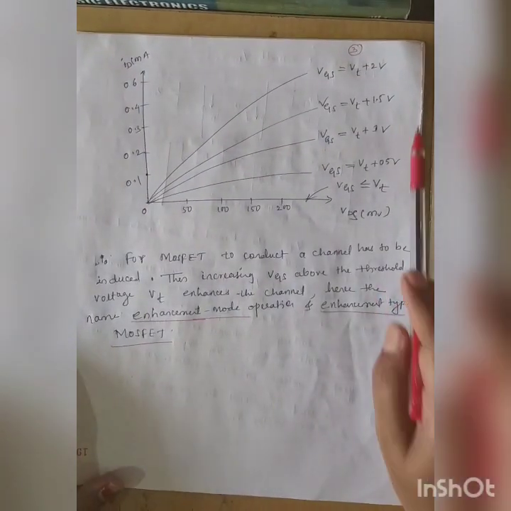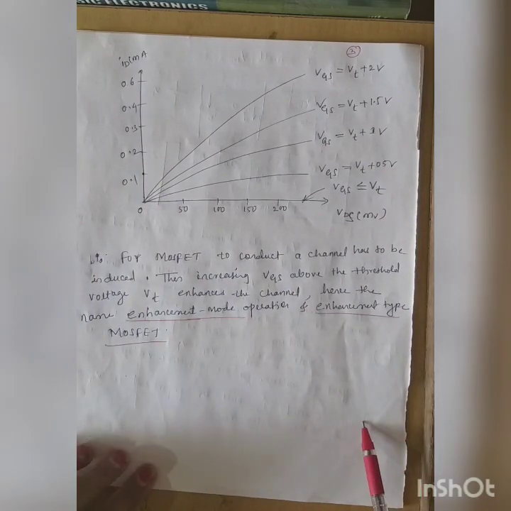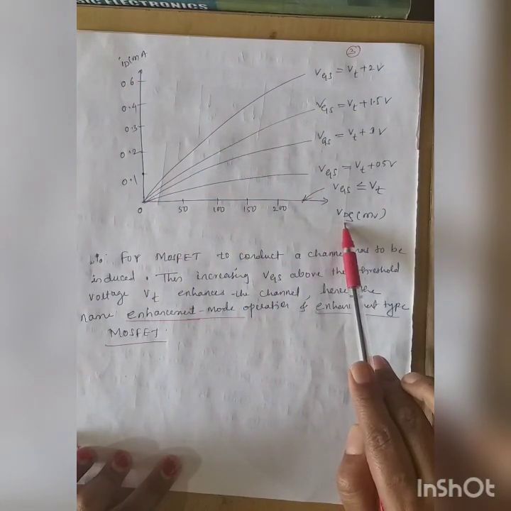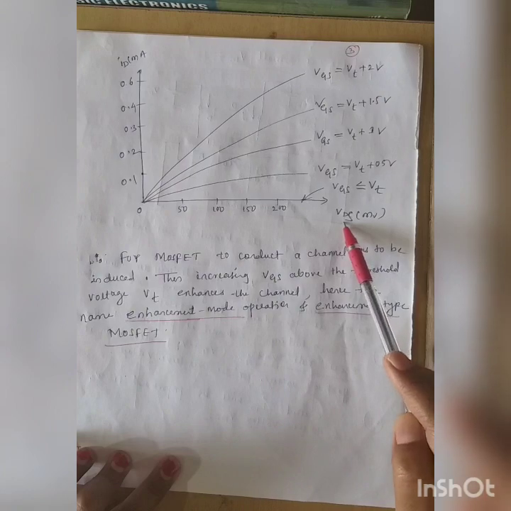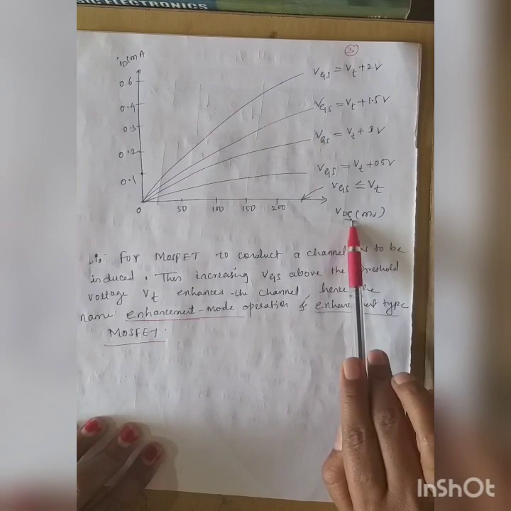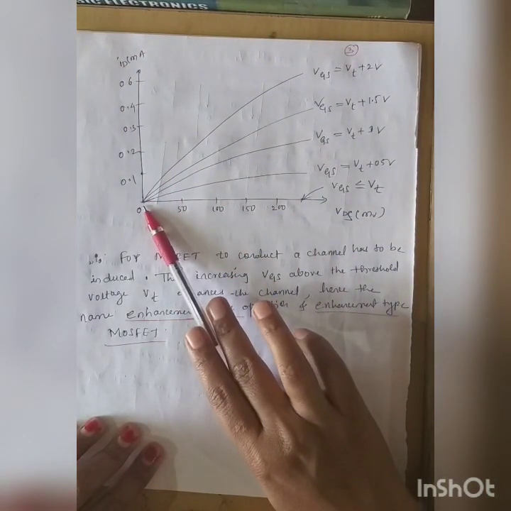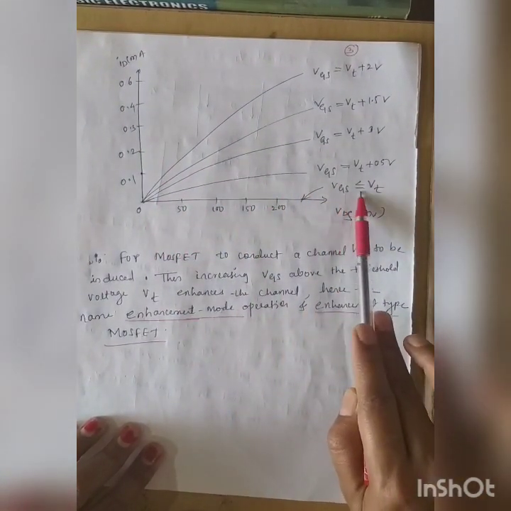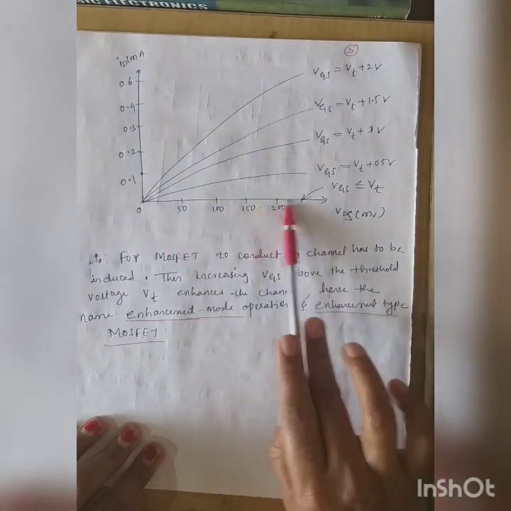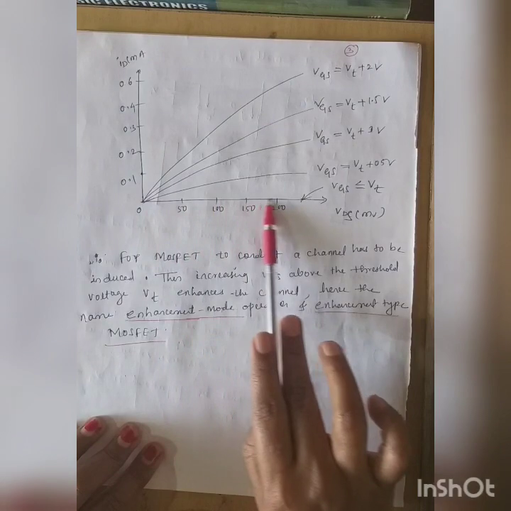Now once we have created the channel, we will try to plot a graph of ID versus VDS. So this axis is VDS. VDS is the voltage applied between the drain and source. This is ID. So you just see, this is for VGS less than VT. What you observe is current is almost 0. This is the current axis. So VGS is less than threshold voltage, so no current, almost 0.